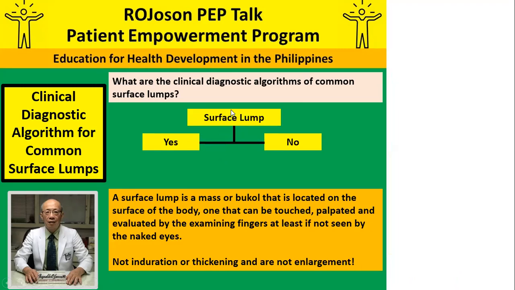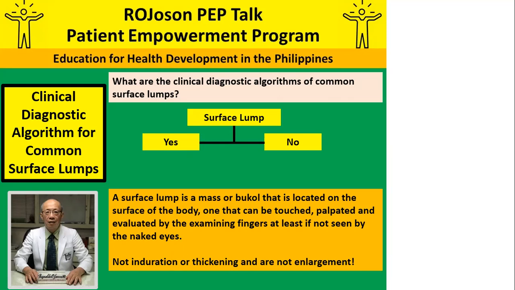So, once you think that you have a surface lump, you make sure that meron ba talaga o wala. Okay, that's the first question that you have to ask. So make sure to differentiate yung makapal and saka yung mga enlargement, yung malalaki lang, yung isang balat, isang organ, isang muscle, gano'n.